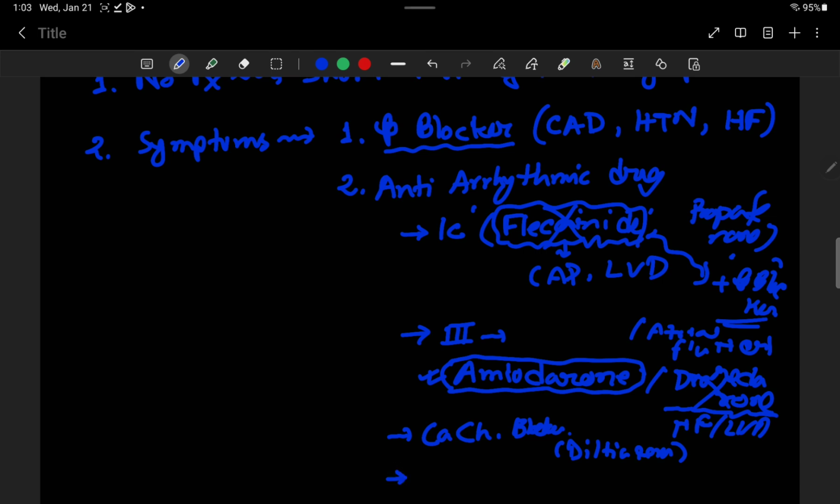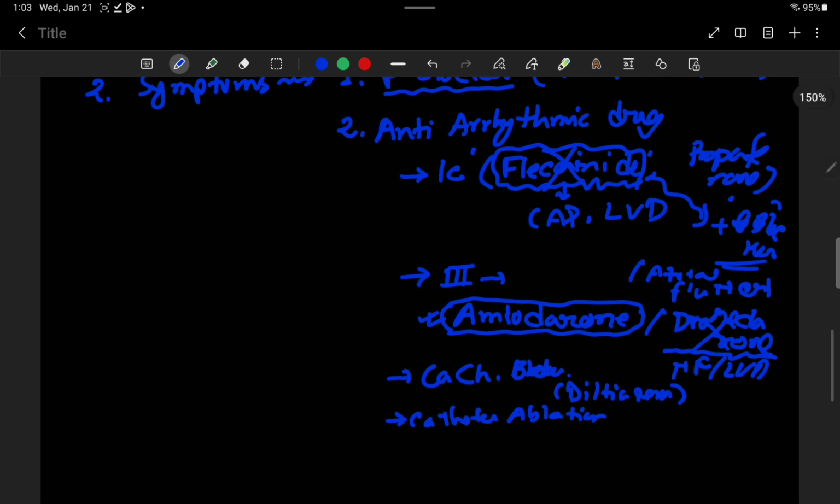Last but not the least, catheter ablation. If the patient wants permanence or more preventive measures, as it has been seen in 75% of patients, it is prevented by catheter ablation. Okay, so we can use it, but there are some risks of catheter ablation.